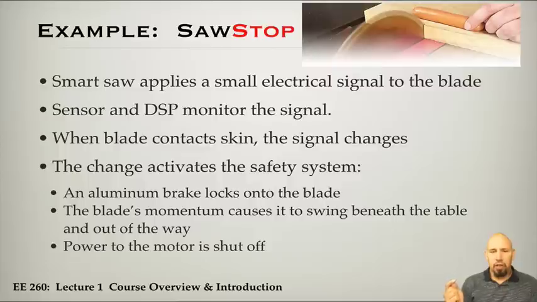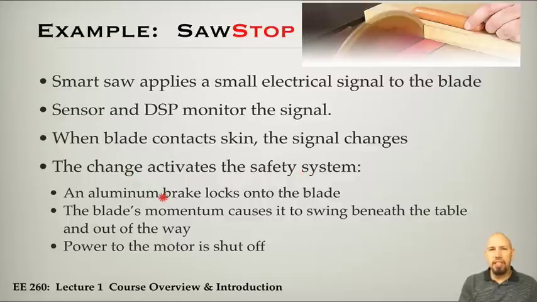When that happens, the sensor and the DSP quickly detect that. The electrical communications and connections here happen really fast, a lot faster than you can move your hand. So let's say your finger is getting into the blade. As soon as it just barely touches, the electrical properties change. It's picked up by the sensor and DSP, and the safety system is activated.